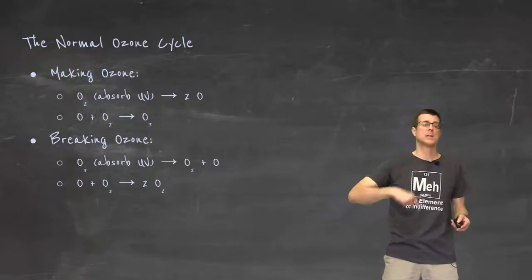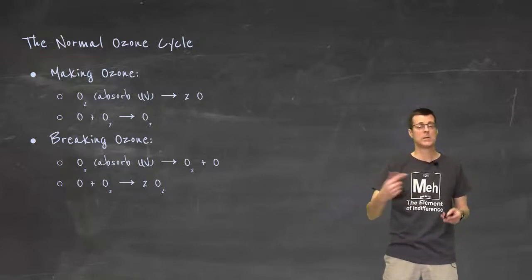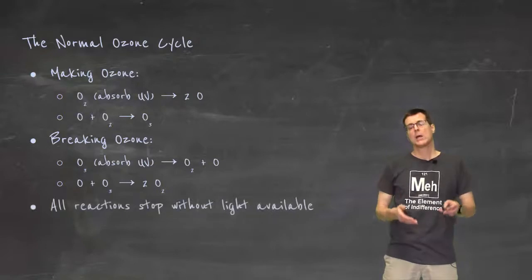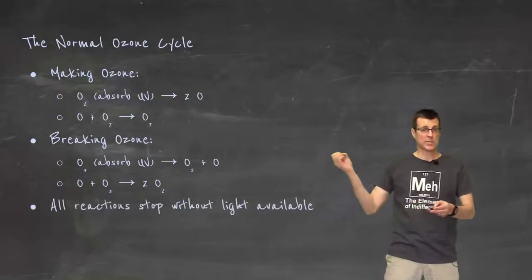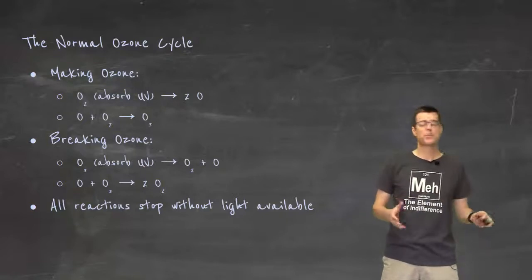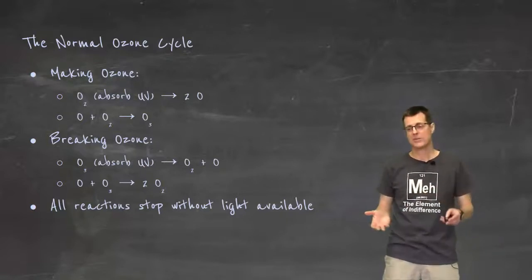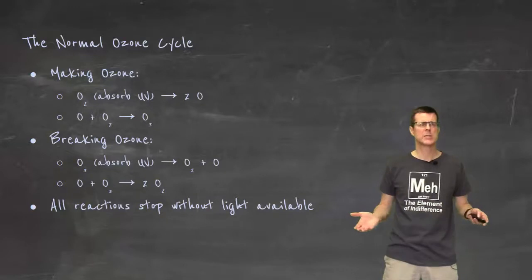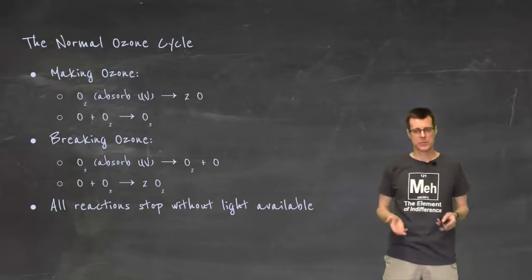Now, the thing about that cycle is it just keeps repeating, going back and forth, as long as the lights are on, right? Because both of those require ultraviolet light. You get to the dark side of the earth, nighttime, or wintertime for that matter, where there's not as much light available, and those reactions are going to stop.